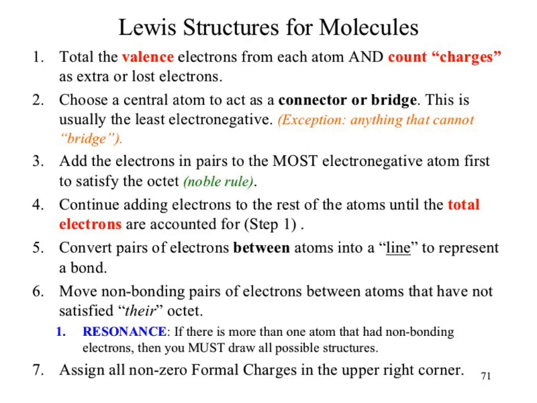There are exceptions. Anything that cannot bridge. A center atom must be able to reach out to other atoms. That's the whole point of being in the center. So hydrogen can never be a center atom because hydrogen is very, very small. It can only have 2 electrons around it. If we look at its electron configuration, it was 1s1. How many more electrons can fit into that energy level? 1. So we get a maximum of 2 for hydrogen. We'll then add electrons, and this is the rule that stands out the biggest. Add electrons in pairs to the most electronegative atom to satisfy the octet.